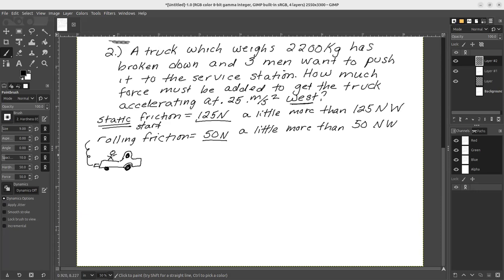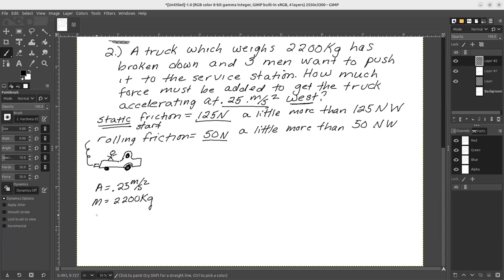Here's a guy. Okay, so the force, what do we want to accelerate it at? We want to accelerate it at 0.25 meters per second squared. Okay, our mass is 2,200 kilograms. And that's the only information it gives us.